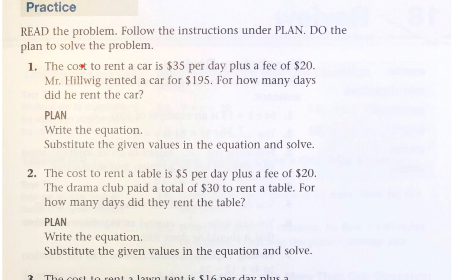For number 1, the cost to rent a car is $35 per day plus a fee of $20. Mr. Hillwig rented a car for $195. Well, how many days did he rent the car? Let's make a plan. Write the equation. So we had the cost equals the rate times the days plus the fee. Now substitute the given variables in the equation and solve.